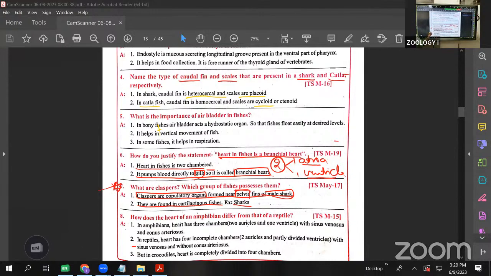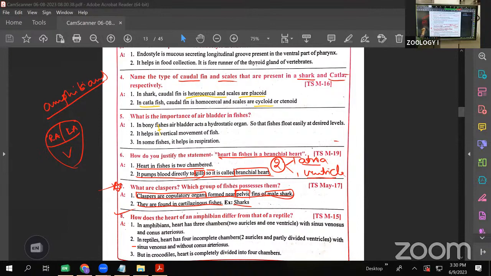Next one is how does the heart of the amphibian differ from the reptile? All of you know this one. We discussed the structure of the frog heart. The frog heart has only three chambers. Frog means amphibian. Amphibians have a heart with three chambers: the right atrium and the left atrium, and only one ventricle. This is about the amphibians.